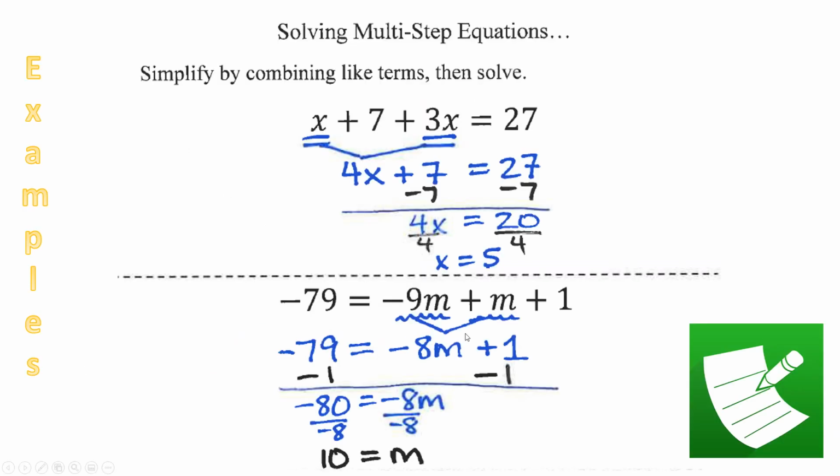So you could write these down as an example, the two that we just did. Just showing that you combine your like terms first and then solve the two-step equation.